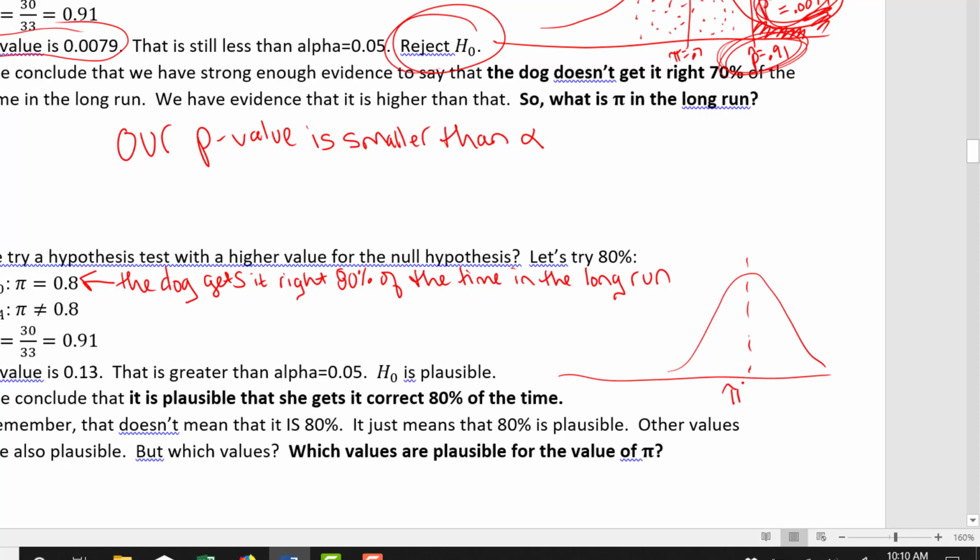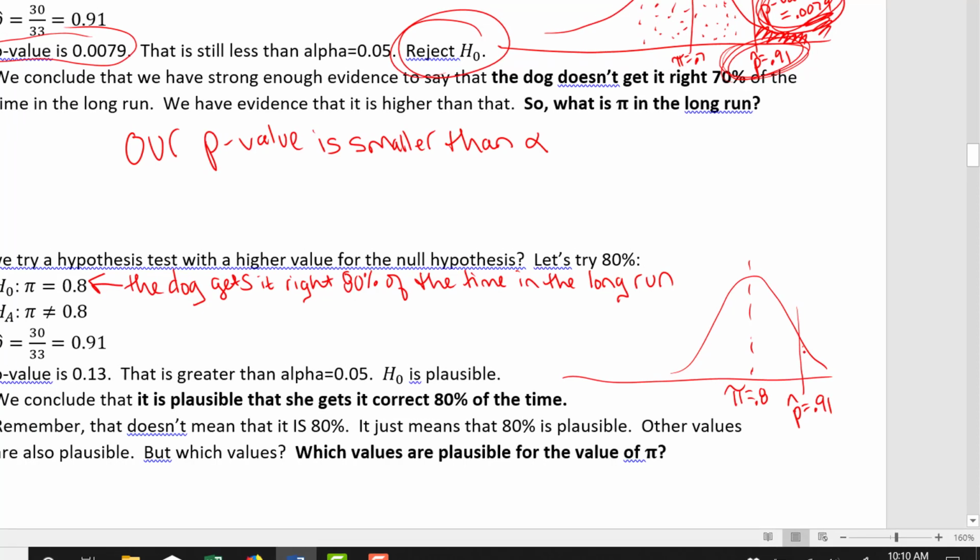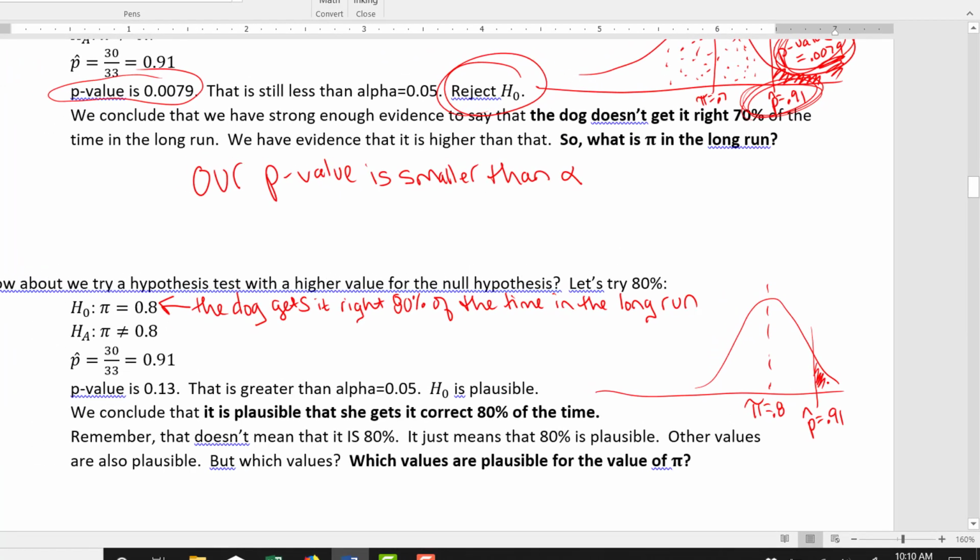We would locate our sample statistic, p-hat equals 0.91, on that distribution of sample statistics. Probability of getting a sample like ours or more extreme. And it turns out when we ran the simulation that the p-value is 0.13. Now that is actually a pretty big p-value. It is bigger than alpha of 0.05. And remember, when your p-value is bigger than alpha, you will conclude that the null is plausible.